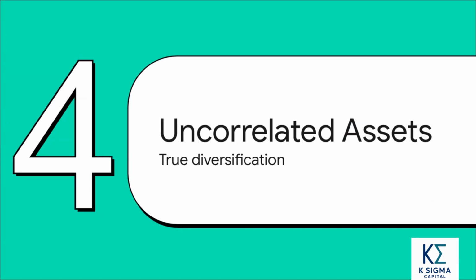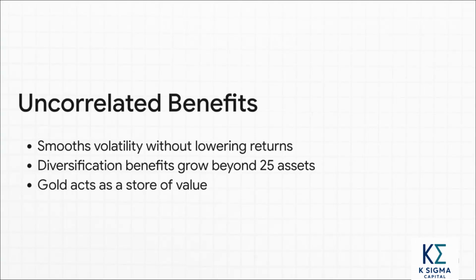Section 4. The power of uncorrelated assets. Let's talk about building actual armor for your portfolio. To properly shield a portfolio, we need assets that truly operate on entirely different wavelengths. Uncorrelated assets are basically a superpower because they smooth out volatility without forcing you to sacrifice your expected long-term returns.